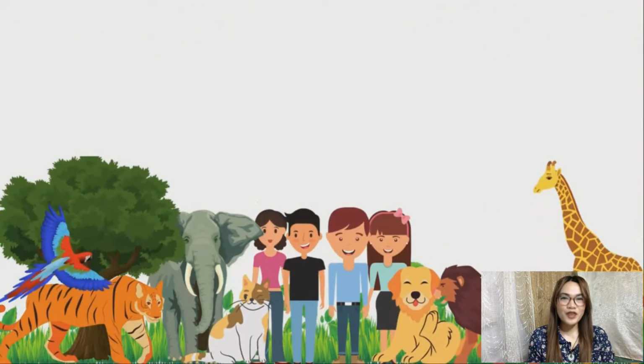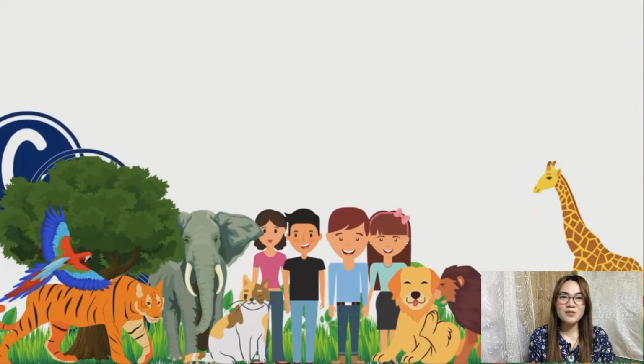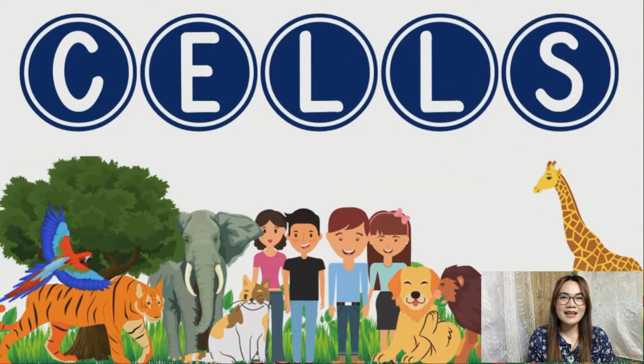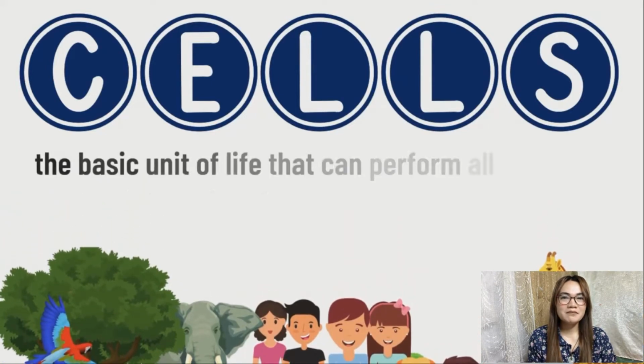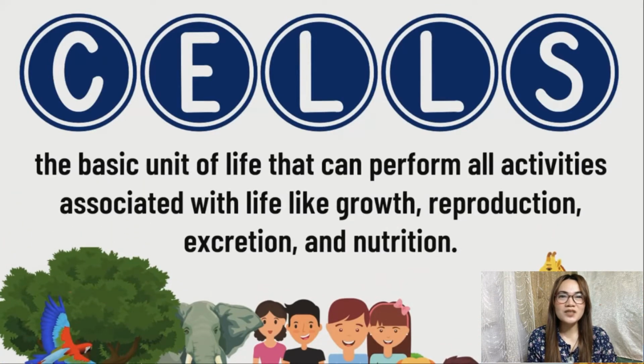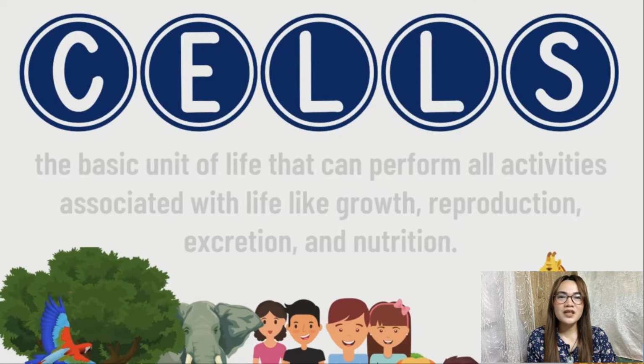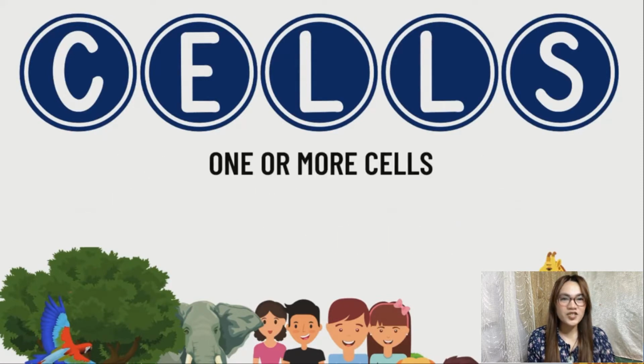All living things on Earth, big or small, are made up of cells. Cells are the smallest living part of an organism. It is the basic unit of life that can perform all activities associated with life like growth, reproduction, excretion, and nutrition. Every living thing is made up of one or more cells.